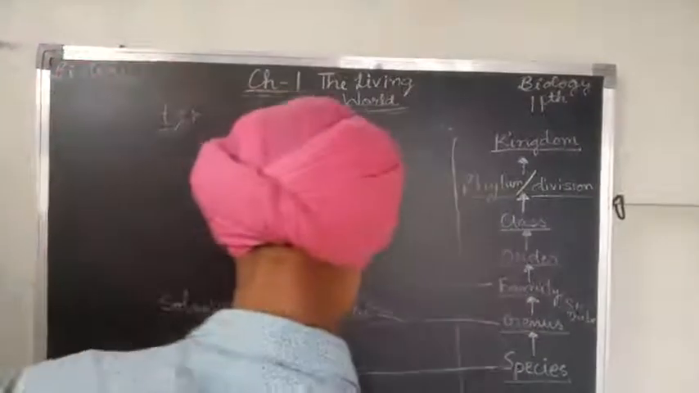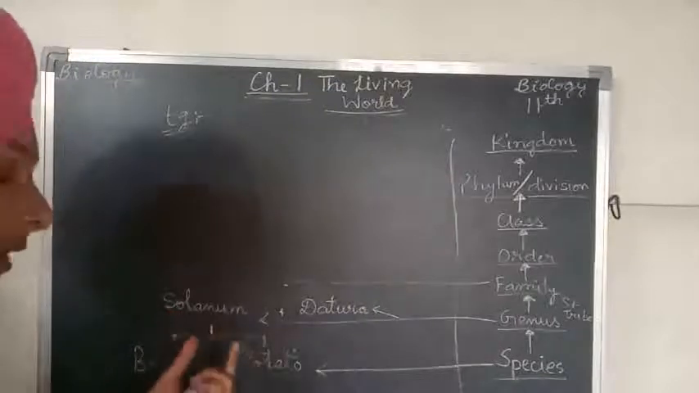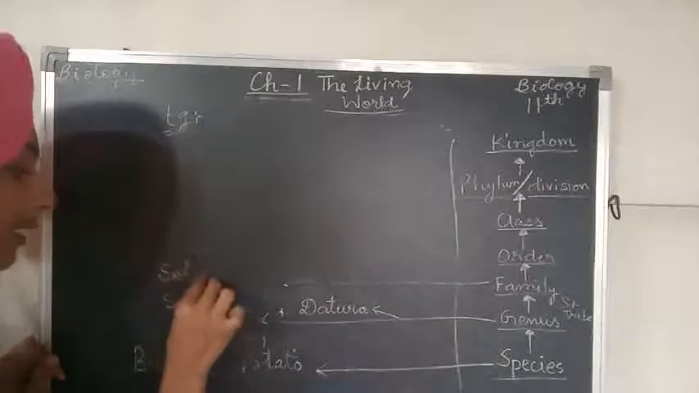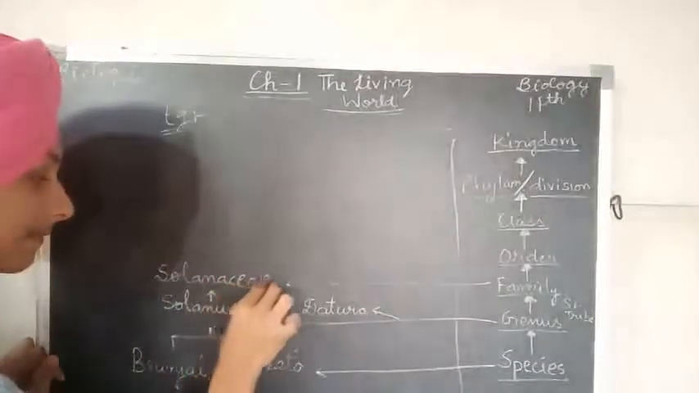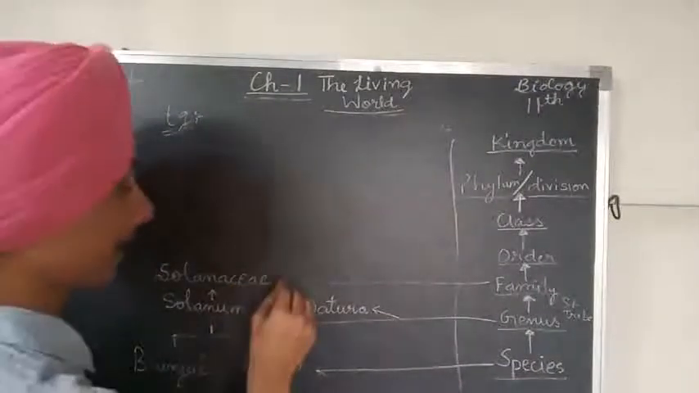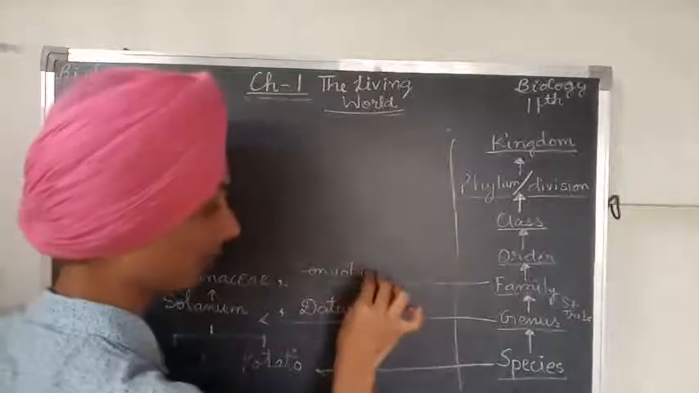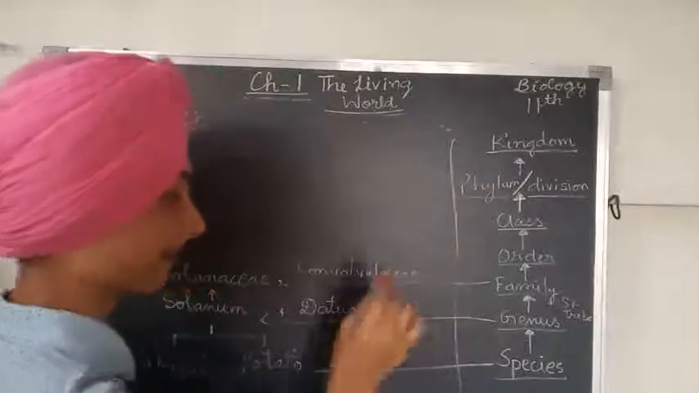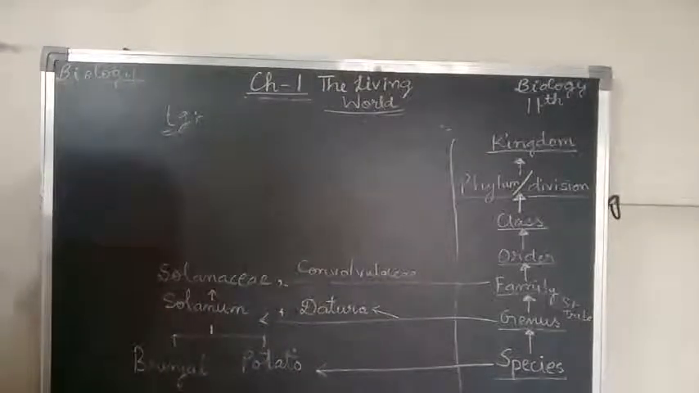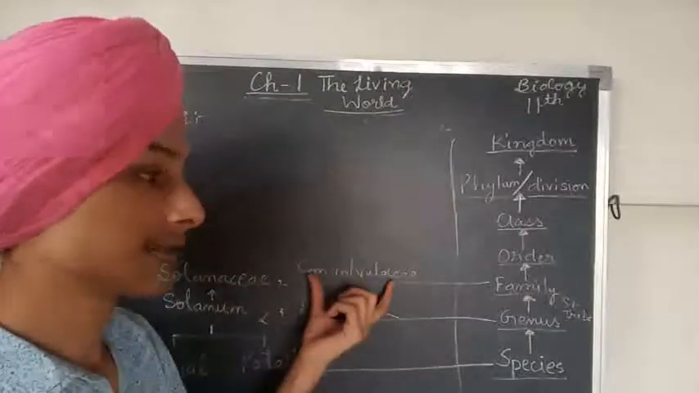Next, take an example of family. Solanum genus comes under the family Solanaceae. Solanaceae is the potato family. Another example of family is Convolvulaceae. Solanaceae is a family of potato, and Convolvulaceae is a family of sweet potato.